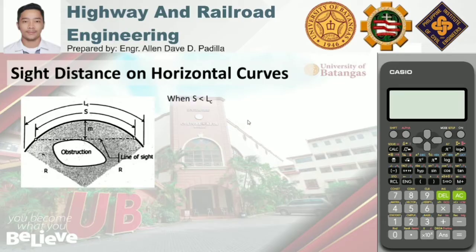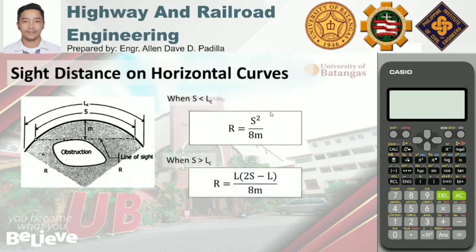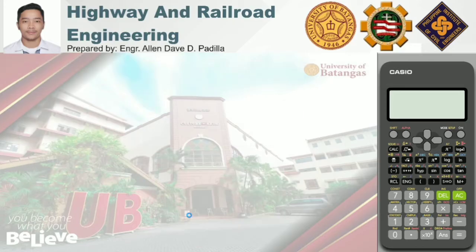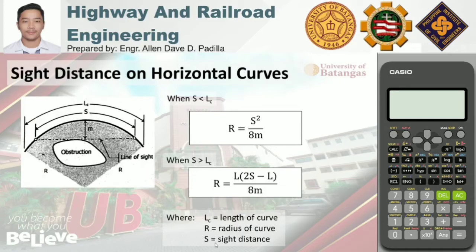So, meron tayong dalawang kino-consider na formula depende sa relationship nung S at nung L sub C. So, when S is less than L sub C, the formula na gagamitin natin is R equal to S squared over 8M. And if S is greater than L sub C, R is equal to L multiplied by 2S minus L divided by 8M. Again, L sub C is the length of the curve, R is the radius of the curve, and S is the sight distance.